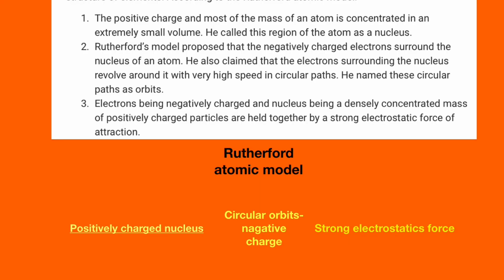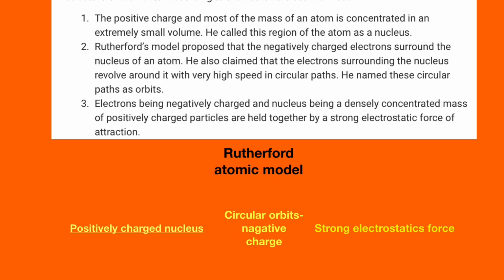Just remember the keywords. The keywords of Rutherford's atomic model are positively charged nucleus, circular orbits which are negatively charged, and the third point is strong electrostatic force. Now you can expand all these 3 points: the nucleus is positively charged and the entire mass of the atom is concentrated at the center. The second point is negatively charged particles, meaning electrons, revolving around the nucleus in a circular orbit.